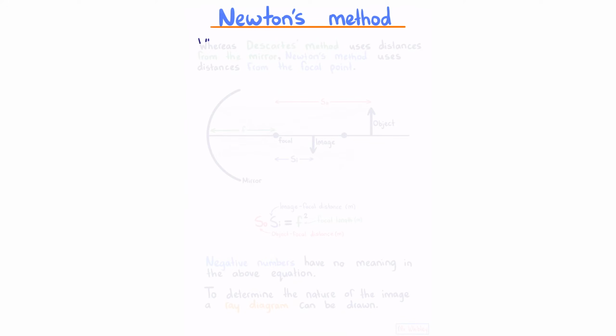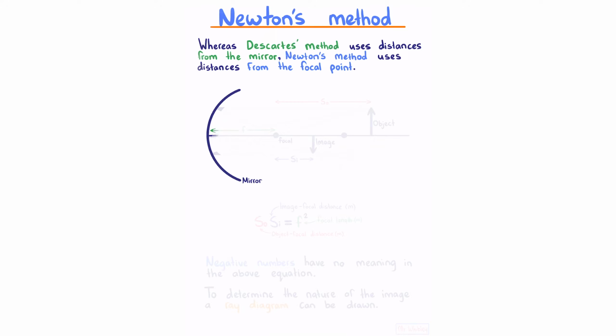Newton's method. Whereas Descartes' method uses distances from the mirror, Newton's method uses distances from the focal point. So if we once again have our mirror and our focal point at a particular distance, we have an object at a distance from the focal point SO and an image at a distance from the focal point SI.